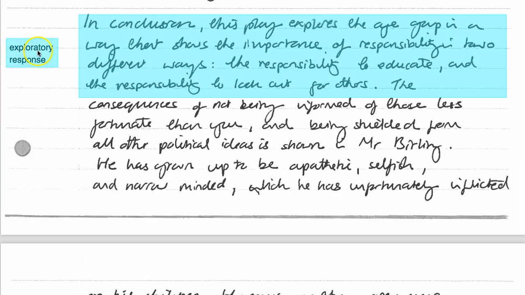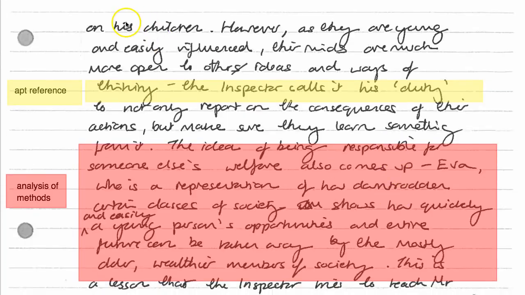So another big hint: if you have more than one way of looking at something, more than one interpretation, you will get into the top band for that part of your essay. The consequences of not being informed of those less fortunate than you and being shielded from all other political ideas is shown in Mr. Birling. He has grown up to be apathetic, selfish, and narrow-minded, which he has unfortunately inflicted on his children.